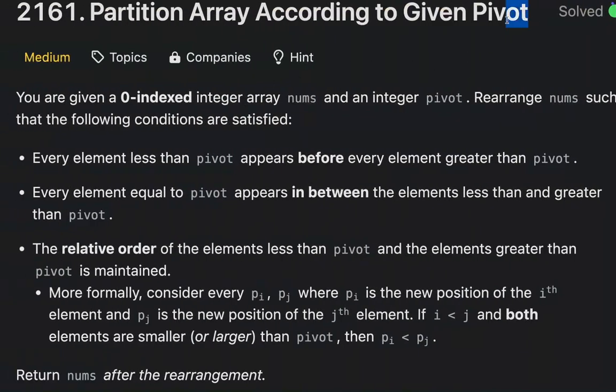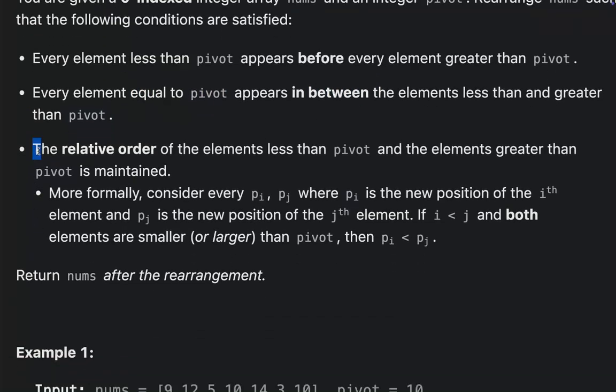Here we go. We have a question: partition array according to given pivot. You are given a zero-indexed array nums and an integer pivot. We need to rearrange the nums array such that the following conditions are satisfied. Every element less than pivot appears before, and every element equal to pivot appears in between. The next thing is that the relative order of the elements less than pivot and greater than pivot should be maintained.